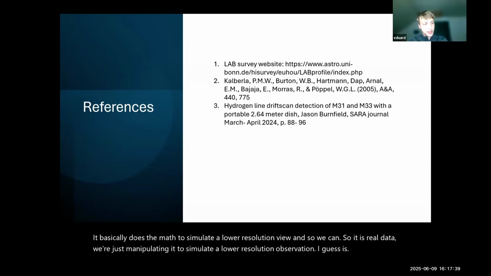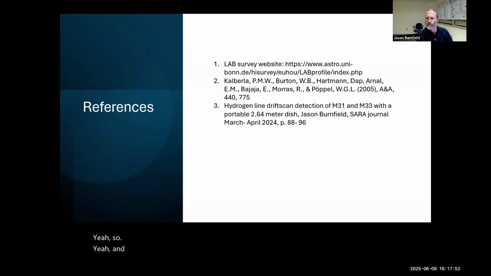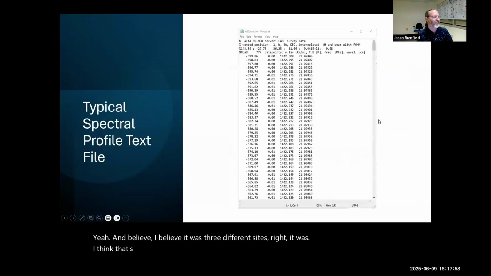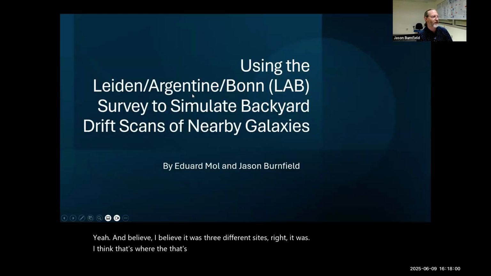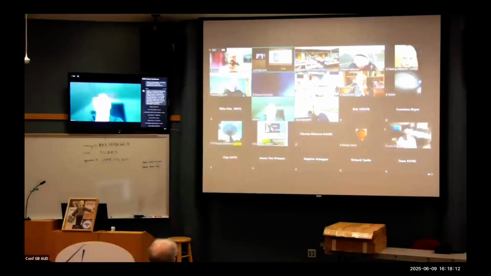Yeah, so to add to that, I believe that the data for the LAB survey was recorded with a 25-meter dish, if I remember correctly. I think it was 3 different sites, and that's where LAB comes from. So Leiden, Argentina, and Bonn all collaborated on that, I believe. Okay, yeah. Very good. All right, thank you, gentlemen, very much.